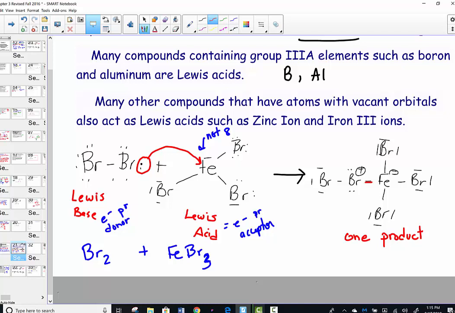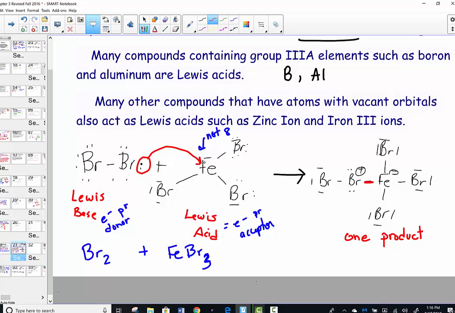And notice that the new bond forms, and that's giving bromine a formal charge of +1, and it completed the octet of iron(III), giving it a -1 formal charge. But one product formed through the transfer of a pair of electrons. The base transfers an electron pair, the acid accepts the electron pair and forms a bond, making a single product.